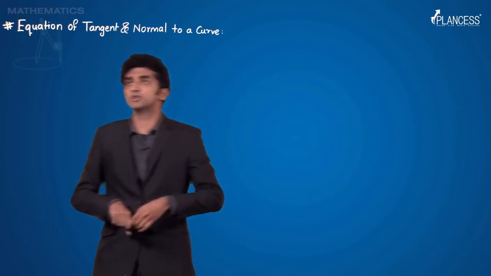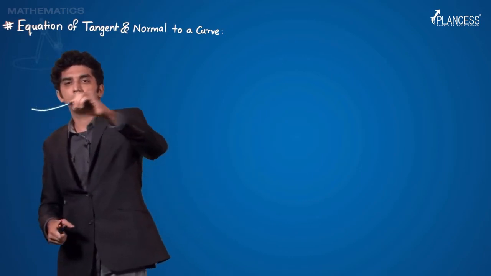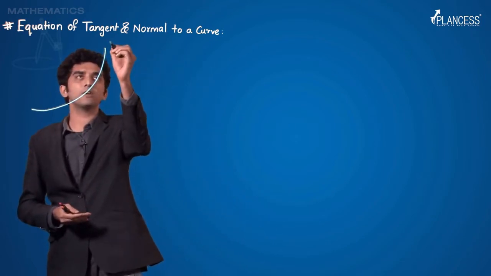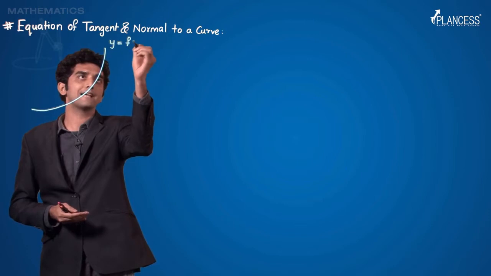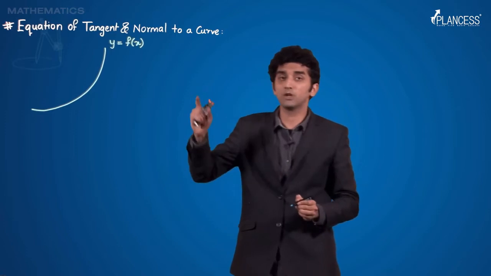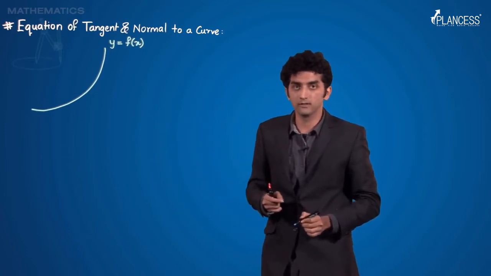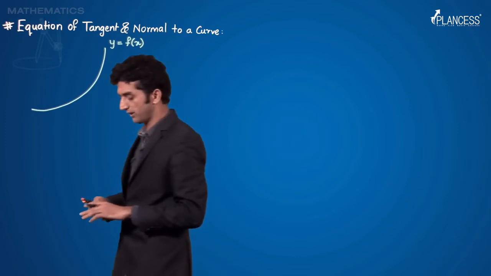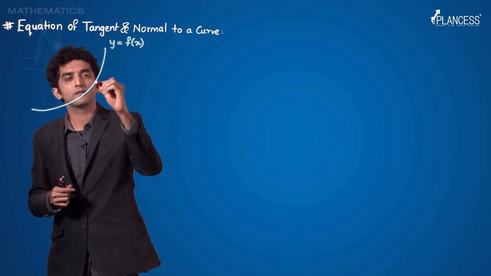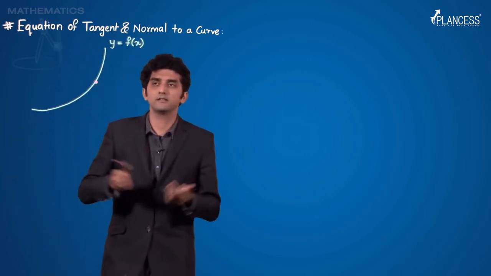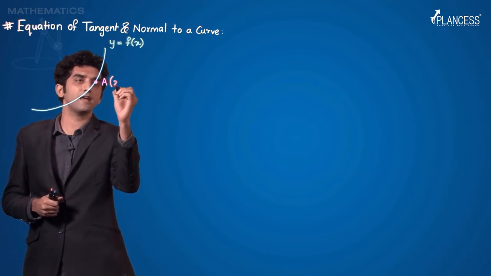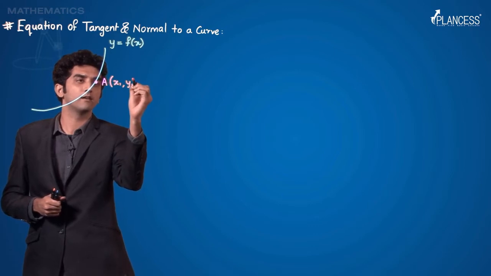Let's take an example. So let's say I have a curve over here. This is a standard curve. We don't know the equation of it. Let's just simply call this function y is equal to f of x. So y is equal to f of x is the equation of this particular curve, right? The function is y equal to f of x. Now, on this particular curve, I have a point. Let's call this point A. And this point A has coordinates x1, y1, right?